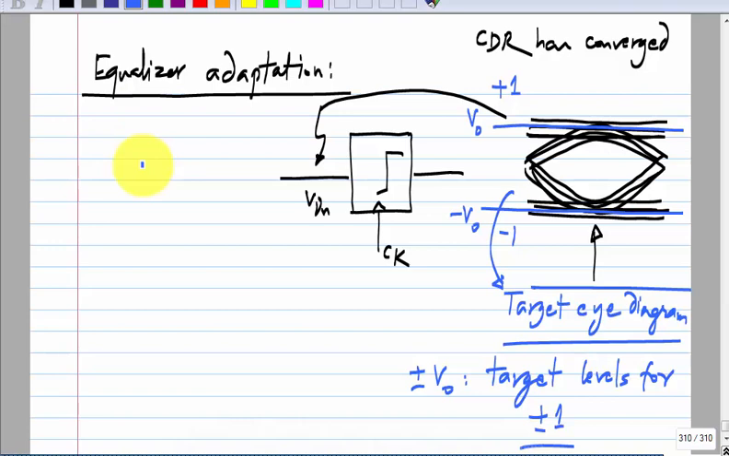Similarly, if it is too small, it's great for linearity, but then the slicer will have a very difficult job because it has to make decisions from very small amplitude signals. So you choose some V naught appropriately. That I assume you have done. So now, where does the input come from?